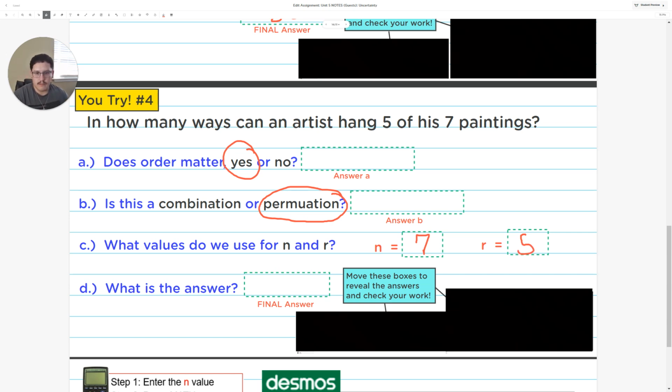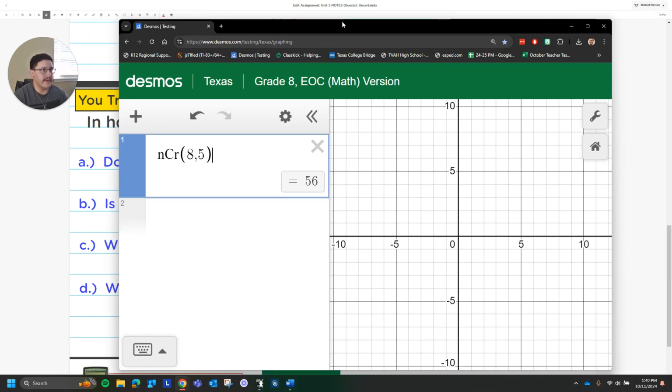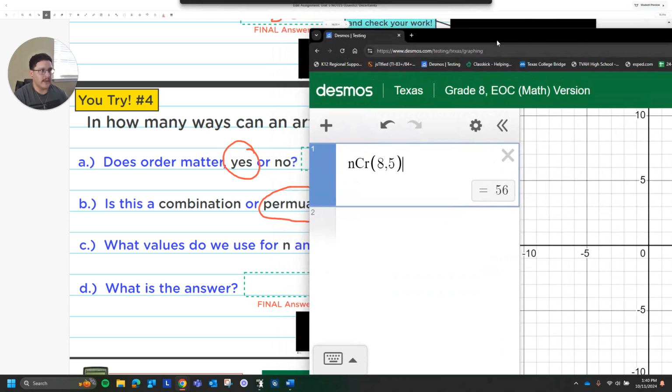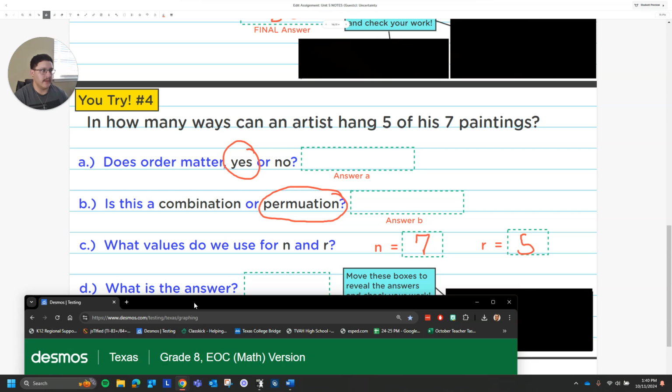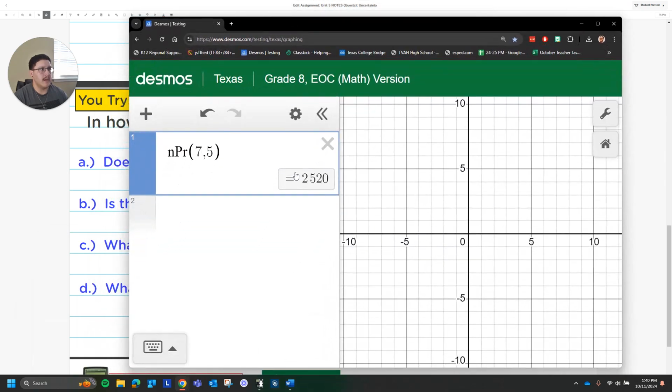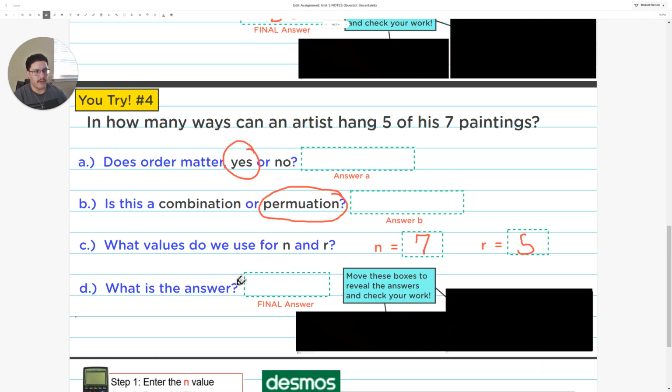So, again, I'm going to go through the Desmos part pretty quick. Since this is permutation, we're going to input nPr, and then this is 7 out of 5 paintings. Our total number, if order matters, is 2,520. There's your final answer.